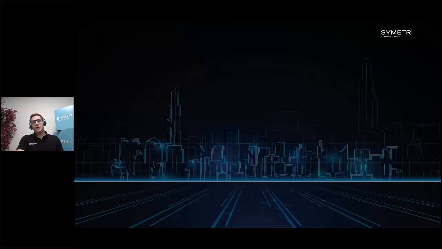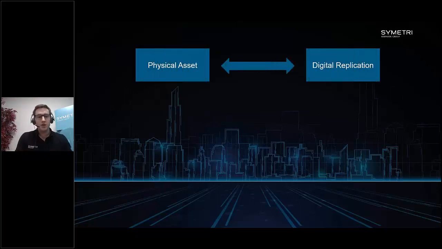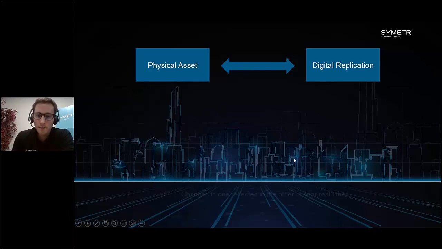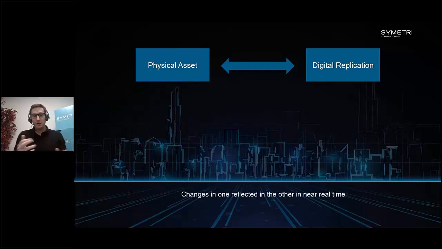So, rolling back from that a little bit, what is a digital twin? A digital twin is defined in many different ways by many different people. But a common consensus really is that it is a physical asset that has a digital replication, and that changes made in one are able to be reflected in the other in real time. So why is that important? Well, in my view, that clear definition is not important, if I'm honest with you.